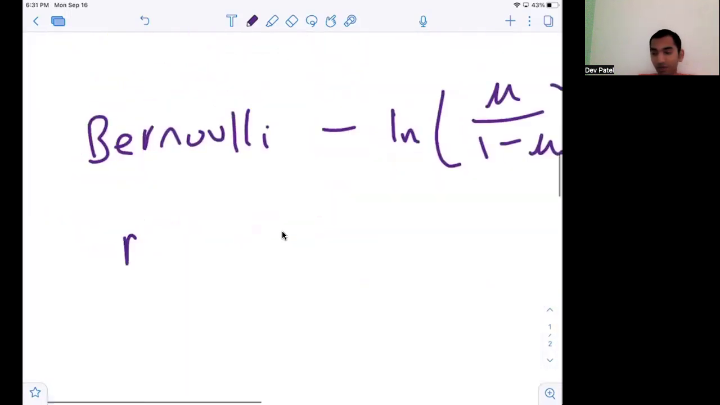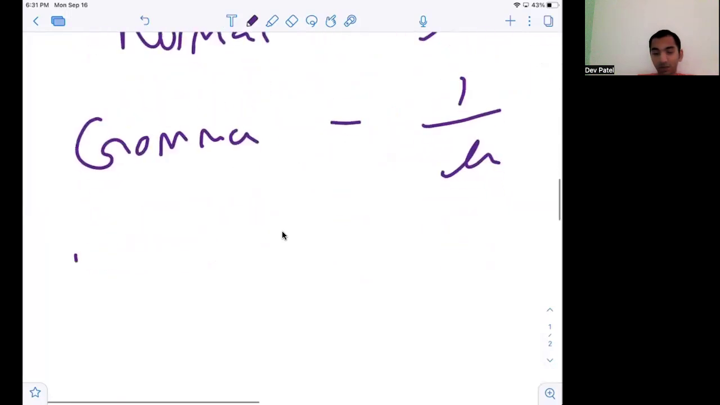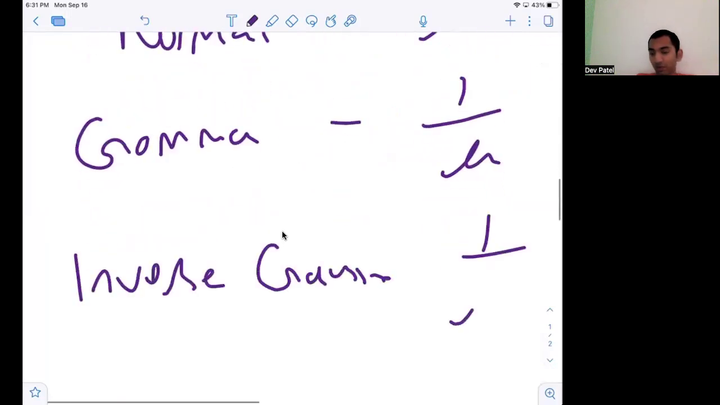For normal, it's just the identity, so that's just mu. For gamma, it's 1 over mu. For inverse Gaussian, it's 1 over mu squared.